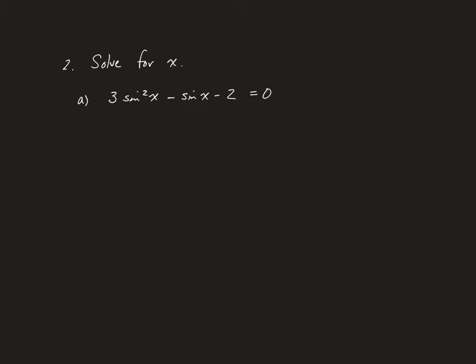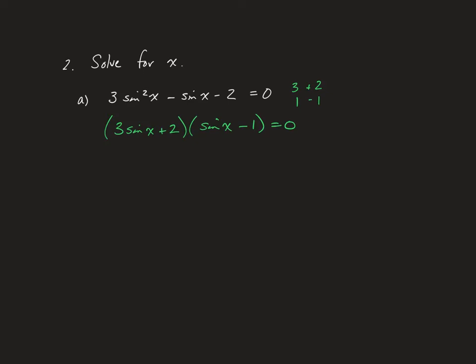Okay, we should be back. And so if we go through and we look to factor, factors of 3 and 1, factors of 2, 2 and 1, I need a negative 1 in the middle. And so therefore I can factor that into a 3 sine x plus 2 and a 1 sine x minus 1.